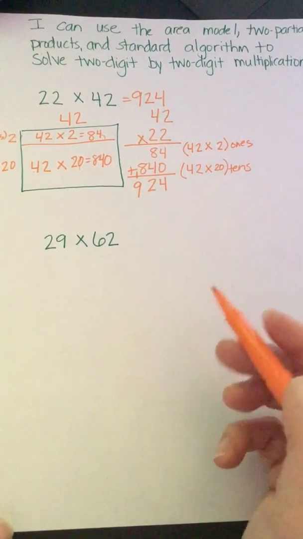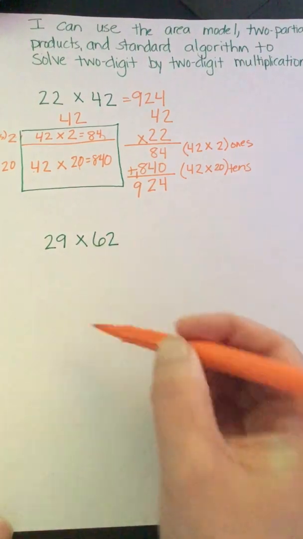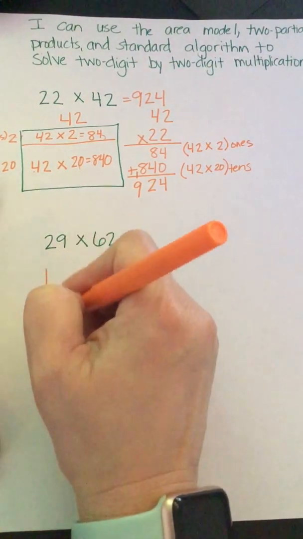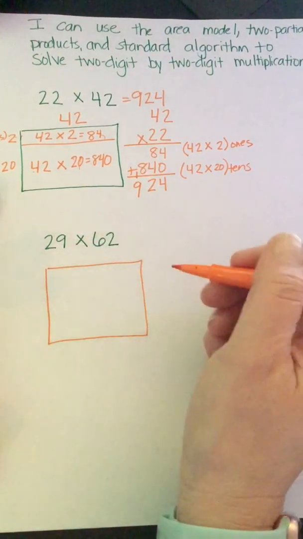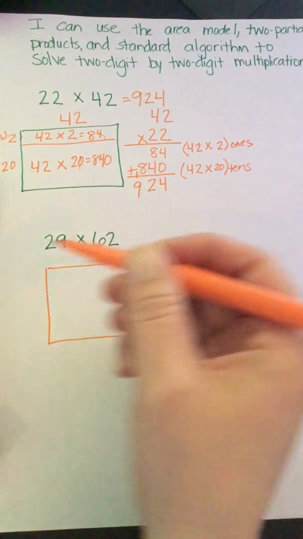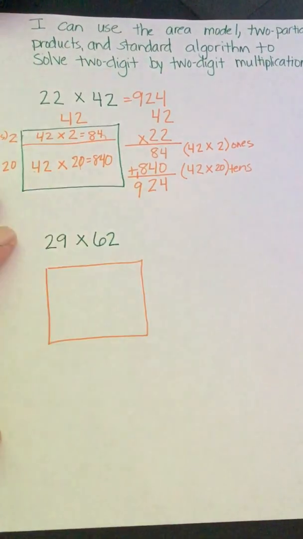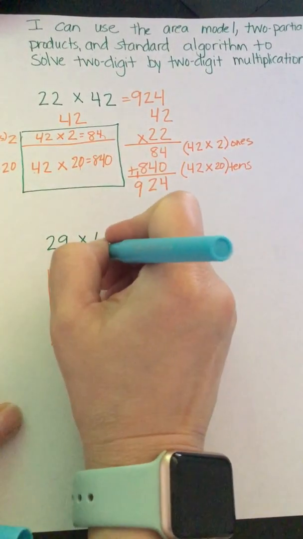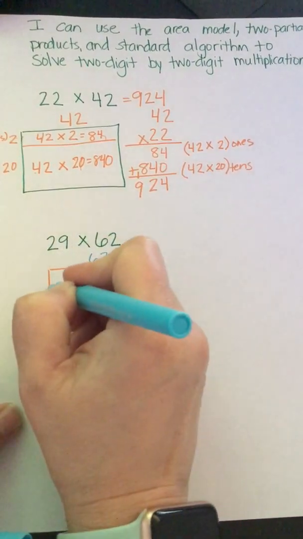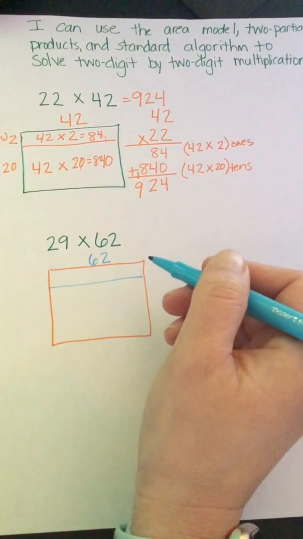We're going to do 29 times 62. So we're going to set up our area model again. Remember, what number do we want to put up top? The largest, which would make it, if you said 62, you are correct. So I'm going to put a 62 up there. So the number I'm going to break down is 29.